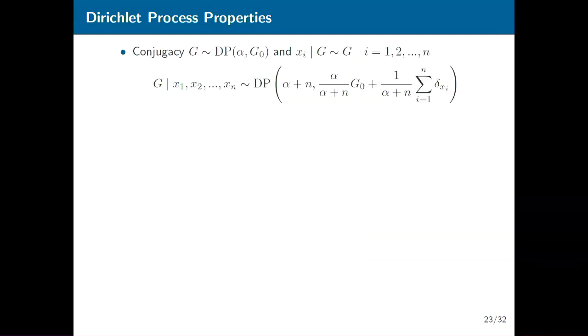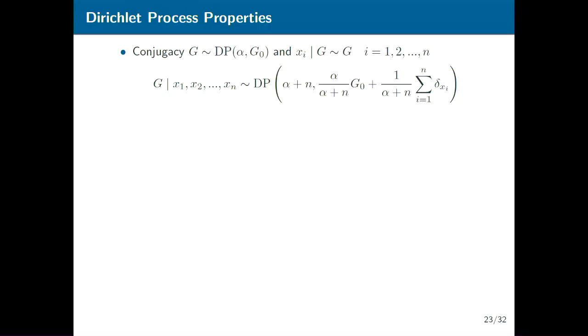One very useful property is the conjugacy property, where if you put a Dirichlet process prior on unknown distributions, and you have a sampling model that looks a bit funny, but that's exactly what it means, the data given the unknown distribution has that distribution, then the posterior of the G is also a Dirichlet process, which you can see is essentially a convex combination of the base distribution and the empirical distribution.